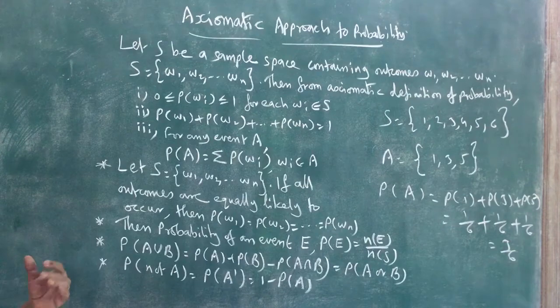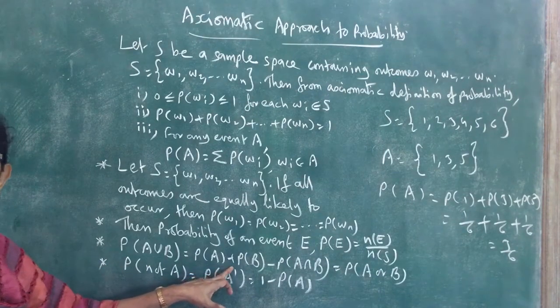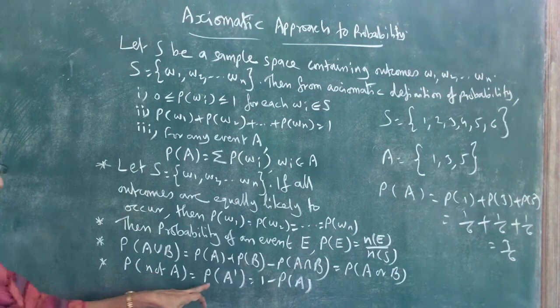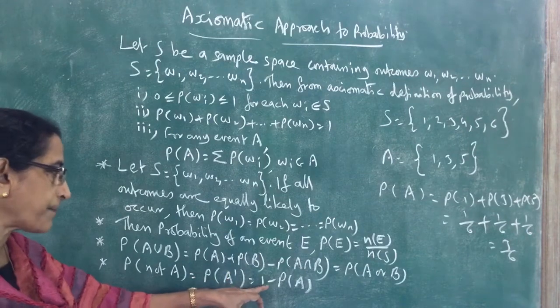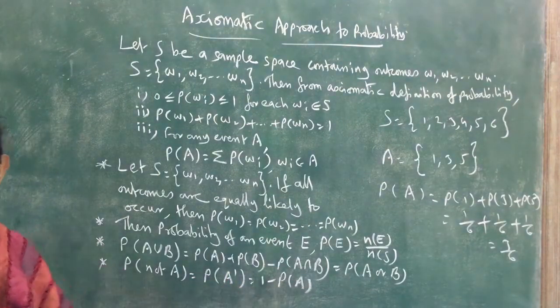Next point, probability of not A. We have seen not A is an event that is called A's complementary event. So probability of not A is equal to probability of A dash, that is the complementary event, equal to 1 minus probability of A. That also we have studied in 10th standard.